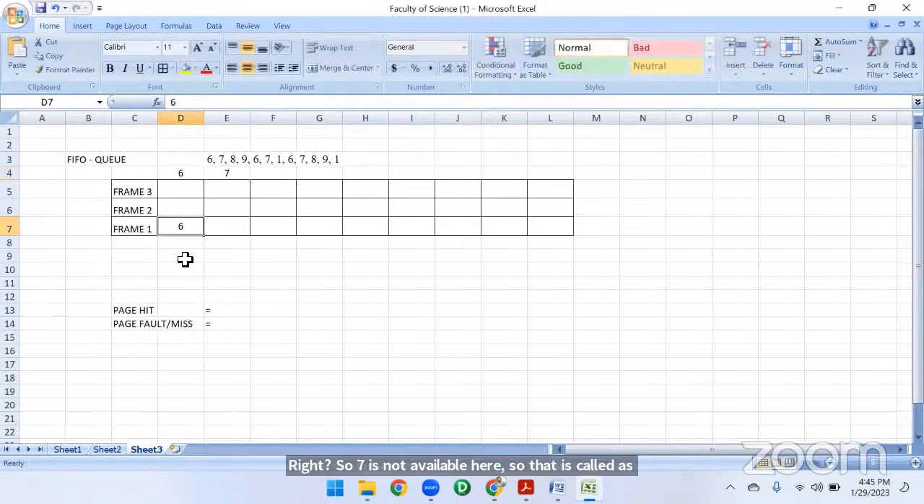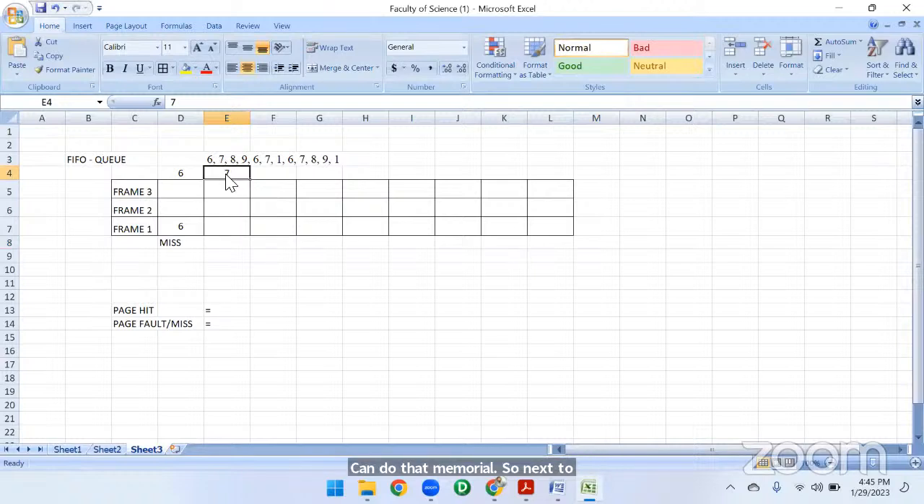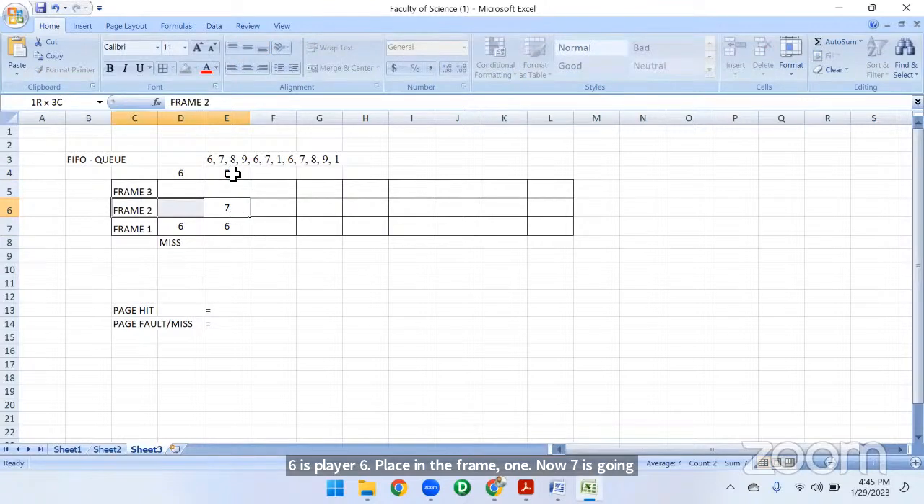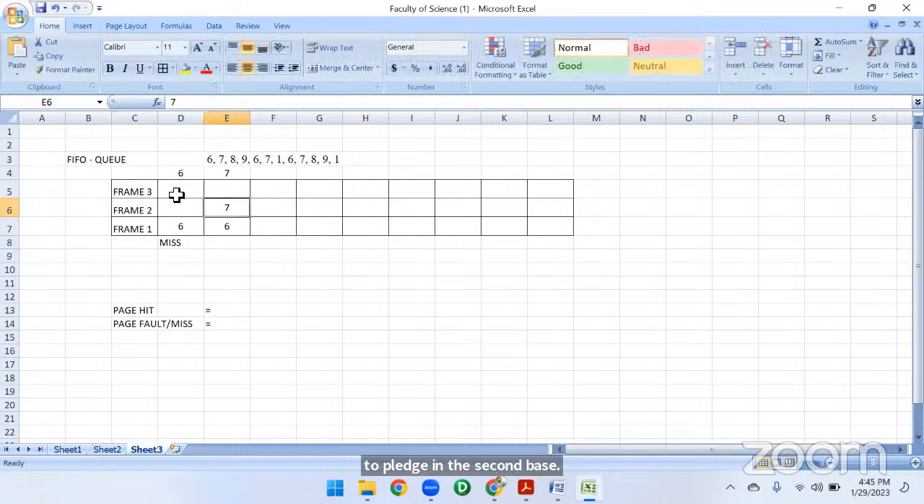So that is called a fault or miss. Previously we don't have 7 here, so this is a miss or fault. We don't have any page with that number, so that's why we call it a fault. Next, 7 has been inserted into the memory. Already 6 is placed in frame 1, so now 7 is going to be placed in the second frame. Again, we don't have 7 previously in this memory, so this is also called a miss, or we can also call it a fault.